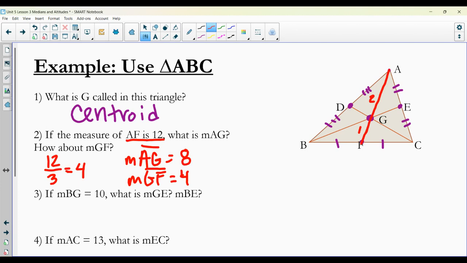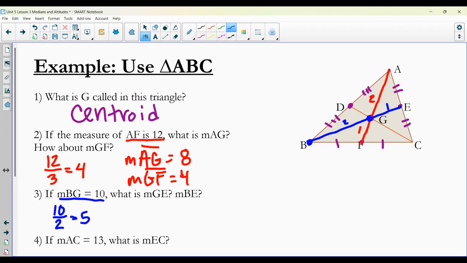What happens if you're given a part of it? For example, for number 3, you're given that BG is equal to 10. From B to G is only part of this line. So this is the 2/3 part of the line, and this is the 1/3 part of the line. Since you're given the 2/3 part of the line, you can take that number and divide it by 2. In number 2, we were given the entire line, so we divided it by 3. For BG, we were given the 2/3 part of the line, so we're going to divide that by 2.